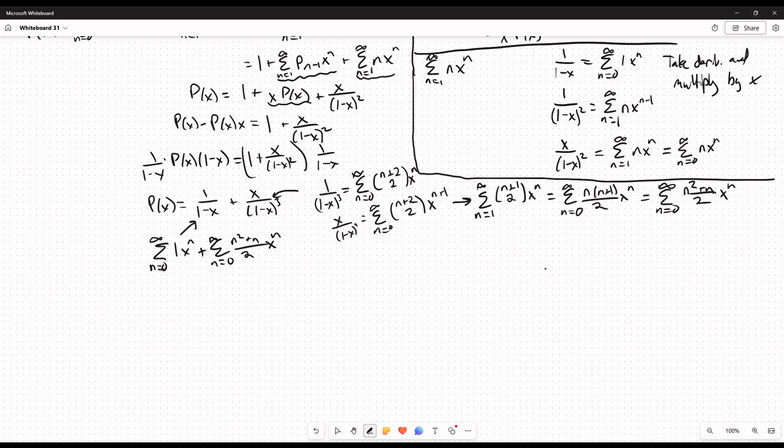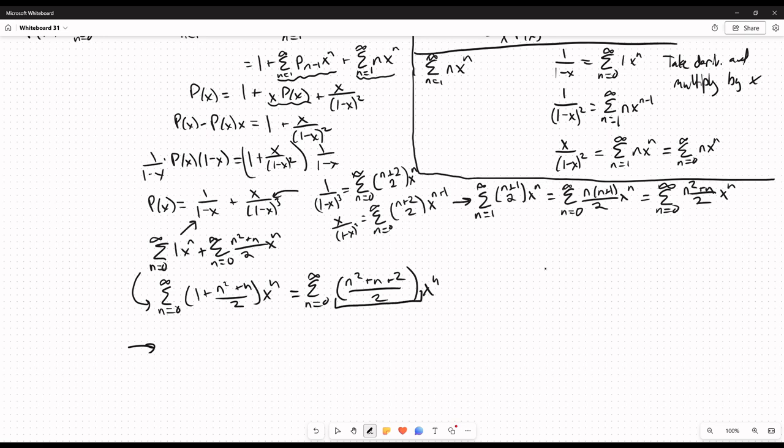And what you'll notice is that I can combine these into a single sum. I can turn this into 1 plus n squared plus n over 2 times x to the n. And if I find a common denominator and rearrange my terms a little bit, you should be able to see that that equals n squared plus n plus 2 over 2 times x to the n, which means that this is going to be p of n. So we conclude that p of n equals n squared plus n plus 2 over 2, and that's going to be the solution to my nonlinear recurrence.